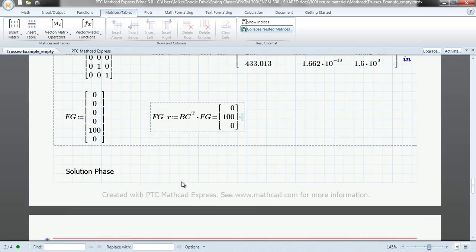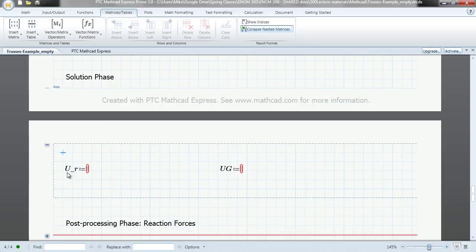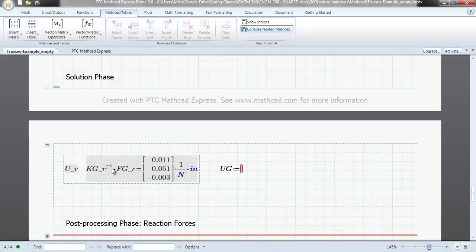All right, so let's get down to the solution phase here. We'll expand this section here. All right, so we're looking at finding the displacements in our reduced form. So we've got Kg sub r, our stiffness matrix. And to solve a linear system of equations, we take the inverse of this and multiply that by the global force matrix in the reduced form. And we solve for our values in inches.